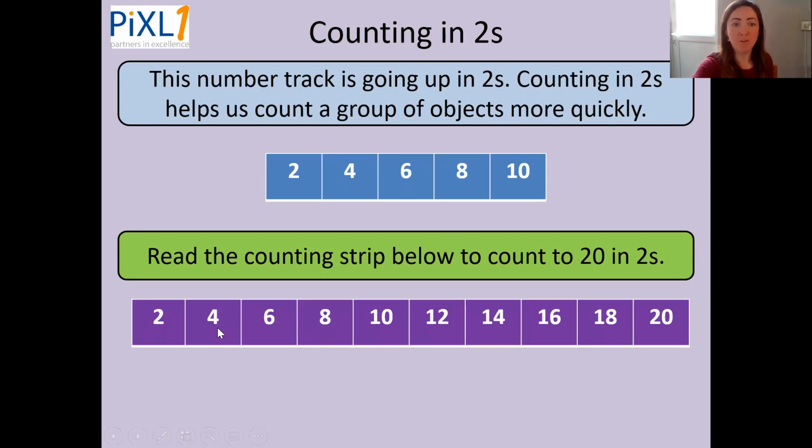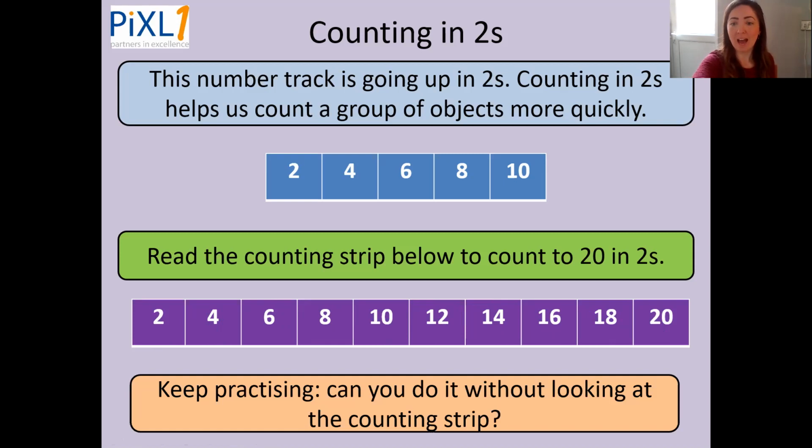So 2, 4, 6, 8, 10, 12, 14, 16, 18, 20. Now your turn. How did you find that? Remember, you can keep practicing if you're not that confident with it. And I wonder, can you do it without looking at the counting strip for the next step?